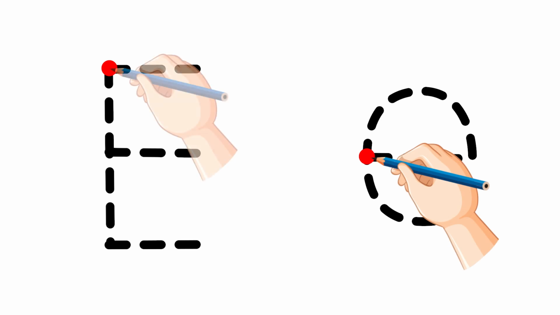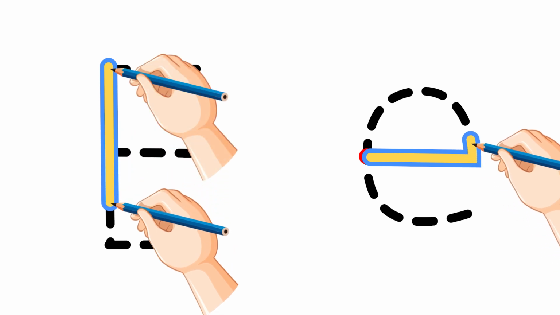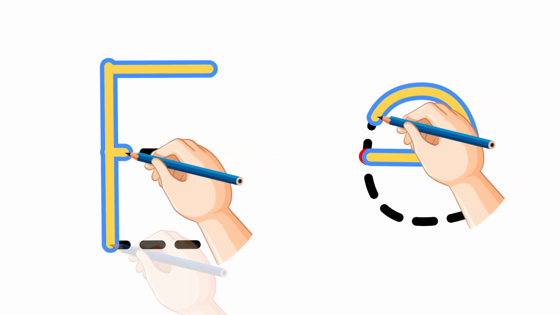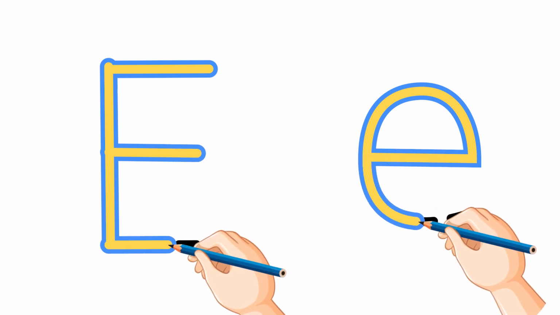Let's learn to write letter E. Can you see the red dot? Place your pencil on red dot and move it on other dots. It is very easy. Now, practice to write capital and small letter.